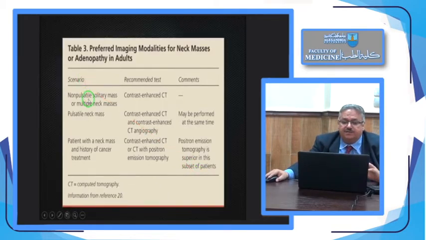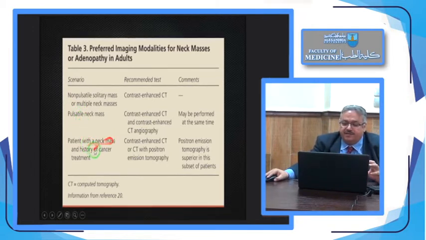Here are some preferred imaging modalities for neck masses or adenopathy in adults. There are different scenarios shown in this table. A non-pulsatile solitary mass or multiple neck masses: if it is solitary or multiple, you need to do contrast enhanced CT. If it is pulsatile, contrast enhanced CT and contrast enhanced CT angiography. Logic: pulsatile, so angiography has a role.